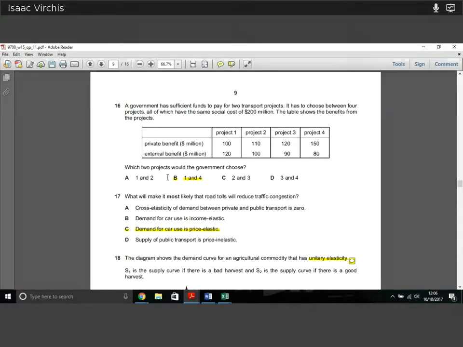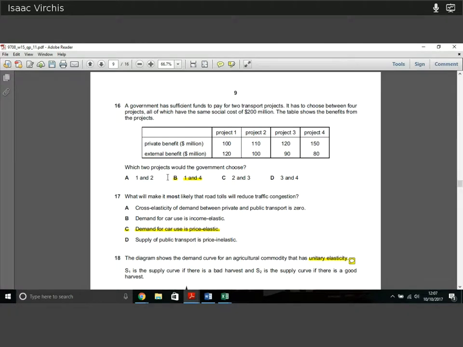Question 16. The government has sufficient funds to pay for two transport projects and has to choose between four projects, each with a social cost of 200 million, being private cost plus external cost. The table shows the benefits for the projects. In all cases you can see that the benefits exceed the costs, so it would be beneficial for government to engage in them, but which ones are best? What we're looking for is the greatest total benefit, the most value for money: private benefit plus external benefit, compared with social cost.